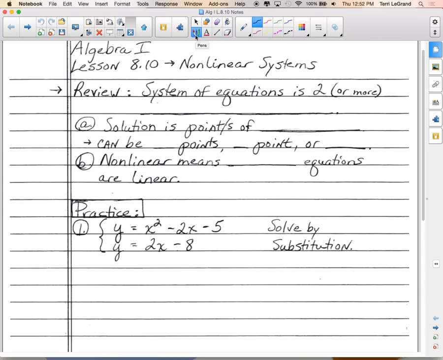Okay, so we're back to solving systems of equations again. We did that back in chapter 5. But the types of systems of equations we're going to solve in this lesson are called non-linear systems.